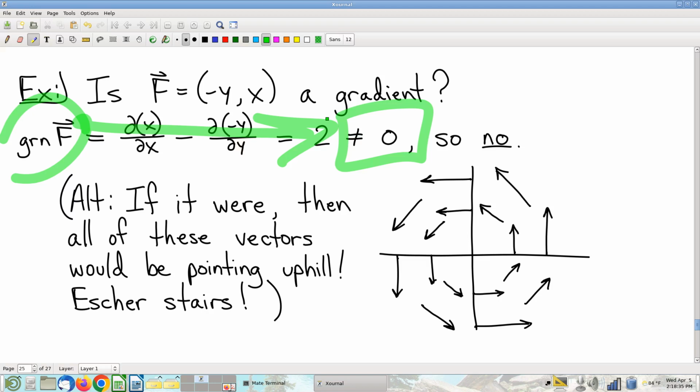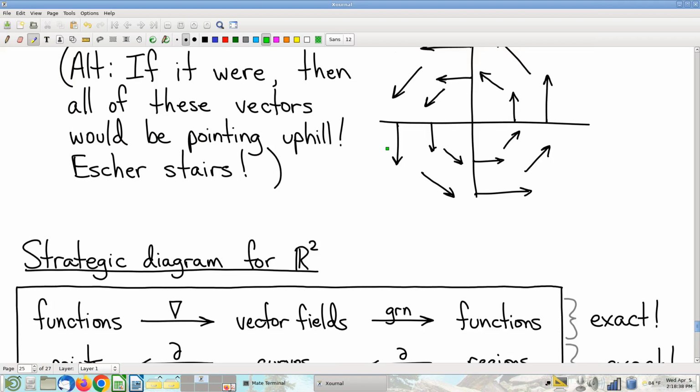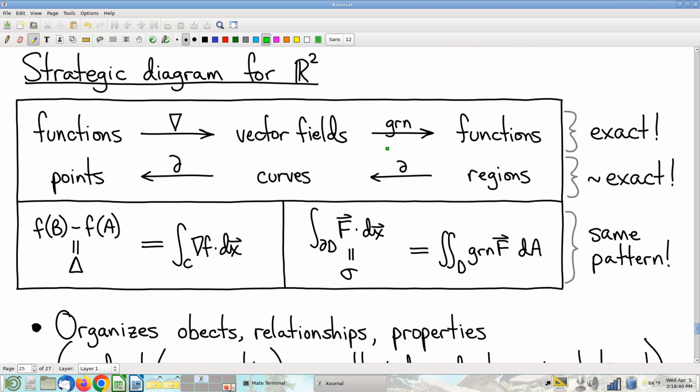Okay, moving along. All right, so now this is what I call a strategic diagram. This is not in the book. Let me give you a couple of comments on where this comes from.